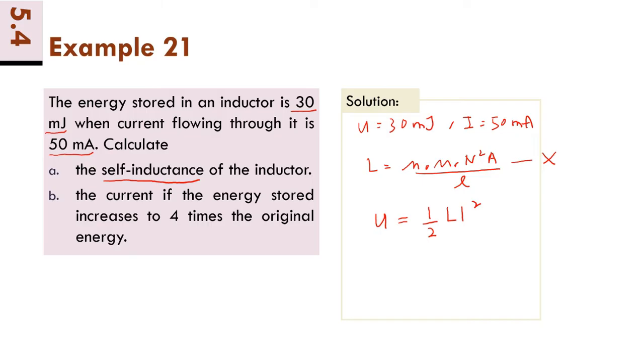Okay, from here we can calculate self-inductance because U is given and I is also given. So just substitute 30 millijoule, and don't forget to convert to joule, equal to 1 over 2 L times 50 times 10 negative 3 squared. So L should be 24 Henry.